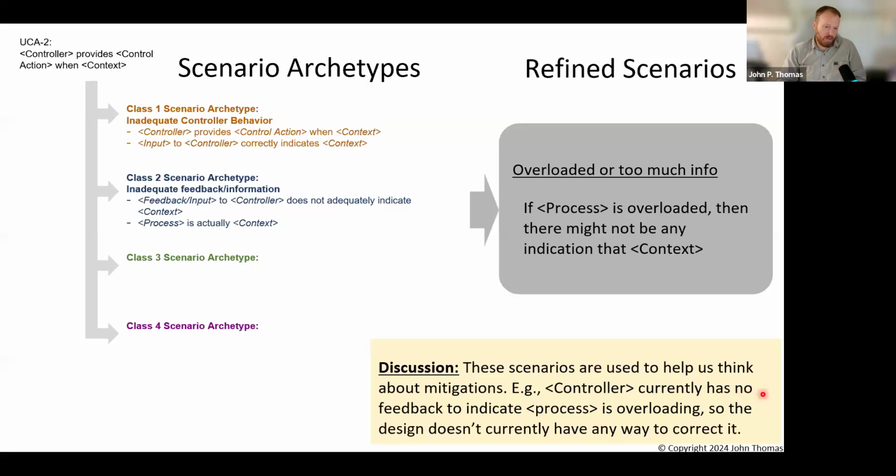So these scenarios are helping you think through what the vulnerabilities and the flaws are and help you think about mitigations, but it's still your job to do that. It's going to tell you currently your design has no way to protect against overloading, and you've got to figure that out.